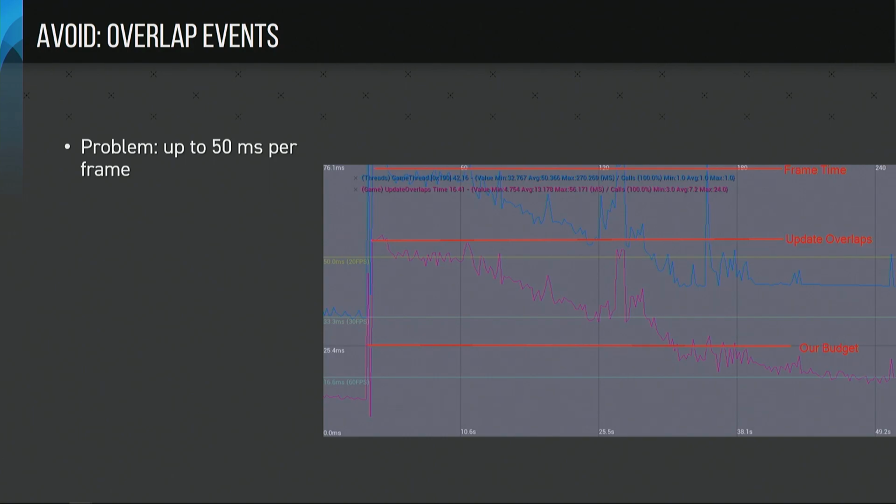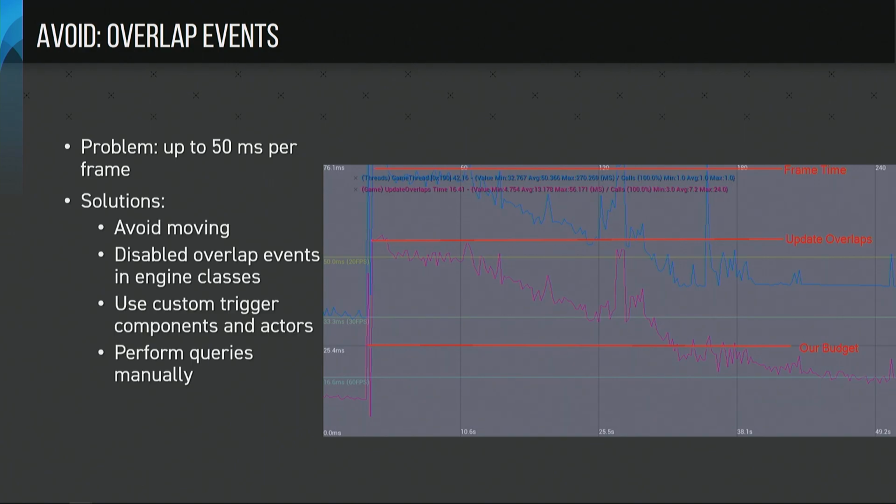The thing with overlap events is they are kind of convenient. You can just, if something overlaps, trigger whatever gameplay logic you want, and they give you a lot of detailed information. They tell you where the overlap is happening, what primitive is involved, and all of this stuff. But they are kind of expensive. So we need to solve this problem, and we came up with a couple of different solutions.